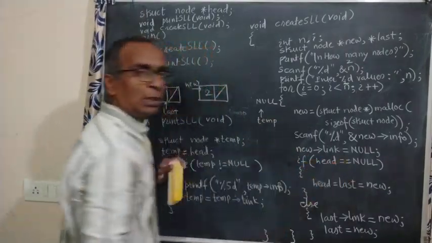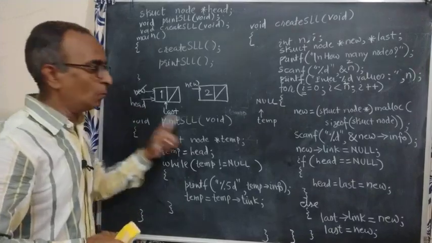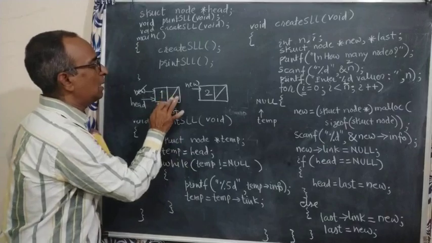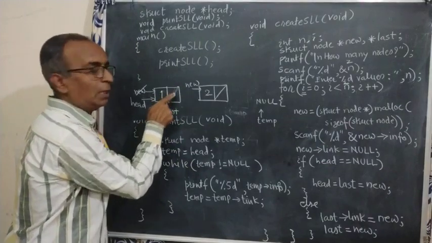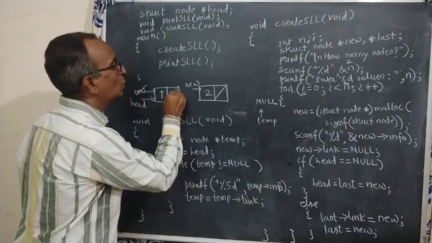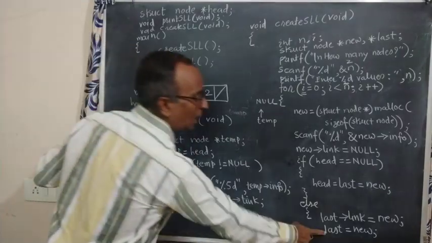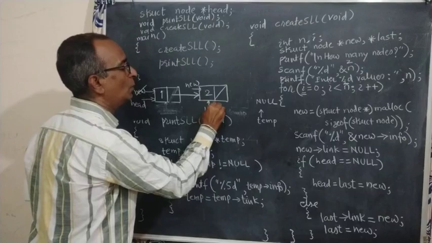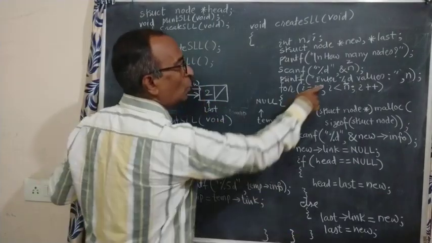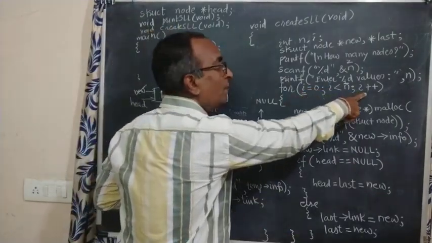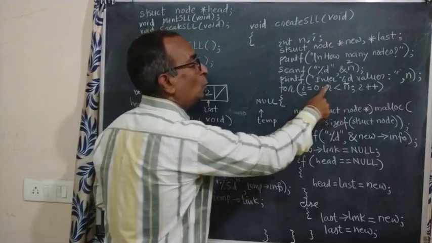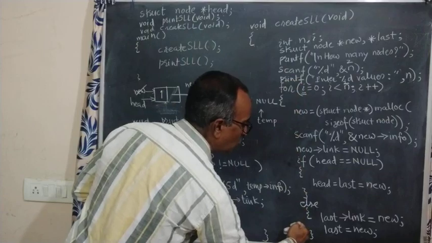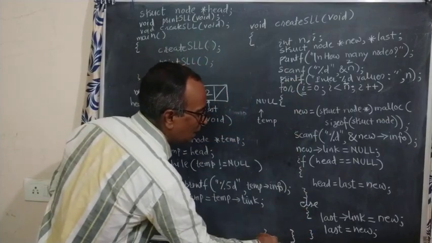If head is equal to null, is head null in this case? No. It will go to the else part. Last link is set. Last is pointing here. Last link is set to new, so it will point to new. And then last is given new, meaning last is changed because this is last now. Then it will go to the next i plus plus. I will be 2 here. 2 less than 2? No, false. It will come out of this loop now. Out of this loop, and this is the end of the function.